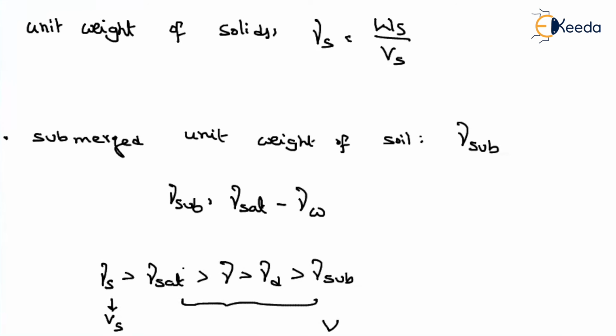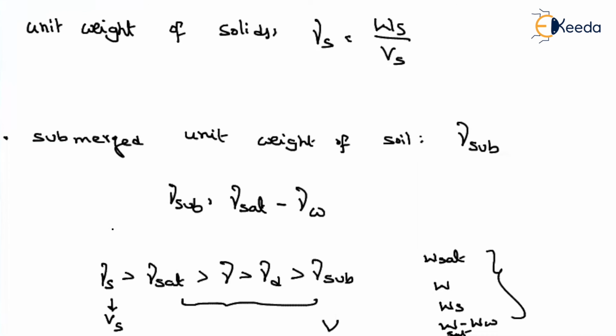And if you compare the numerator, gamma saturation means we are taking weight of saturation. Bulk density means we are taking the weight. Gamma dry means we are taking only weight of solids. Gamma submerged means we can say weight of the soil minus weight of the water, indirectly. So if you compare all these values, in saturated condition the weight of the soil will be of larger magnitude compared to the dry soil. And submerged means again we are removing the weight of the water. So here I can say W saturation.